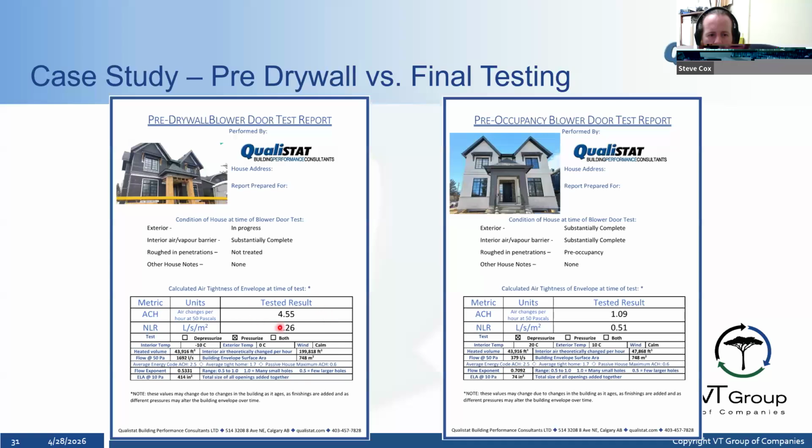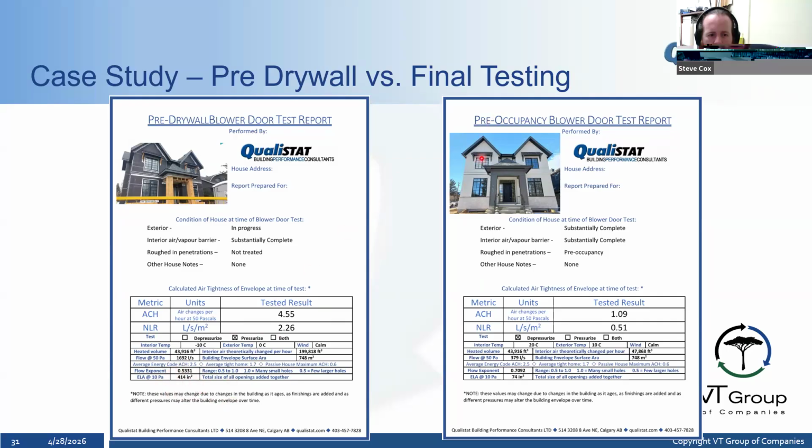So pre-drywall, they blew a 4.5. There's nothing too outrageous about it. We did this one a couple of times. They weren't too happy with the numbers. So we did this one a couple of times at pre-board. This was the second time we did it, so it came down to 4.5, 2.26 NLR. And again, this is a positive pressure test. And then this one here, the ELA is at 414 square inches. So quite a big hole is what we've found that to be.